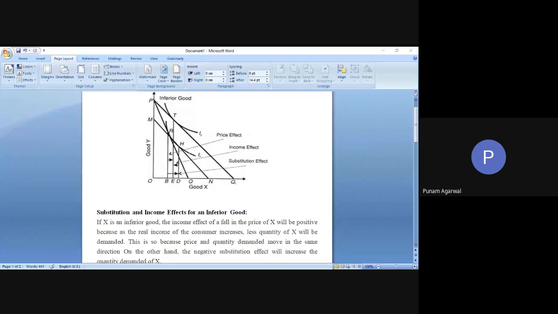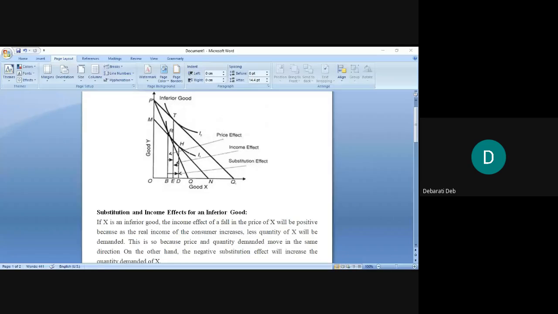Ma'am, inferior goods are those goods whose demand decreases when the consumer's income increases. Whereas normal goods are those goods where demand increases as the consumer's income also increases. Okay, very good, Poonam.